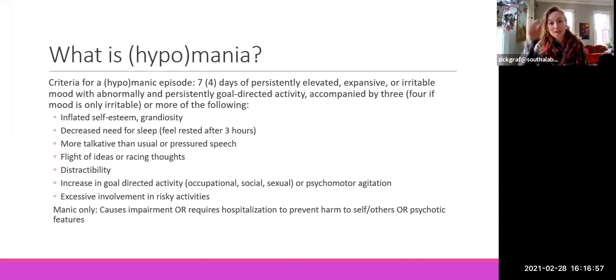In terms of goal-directed activity, someone who is manic might quit their job and decide to become a ballerina because they always wanted to and they feel like they'd be really good at it. Someone who's hypomanic wouldn't do something that disruptive to their life. They would keep their job, but they might stay up all night practicing ballet and show up at work the next day not having slept at all.